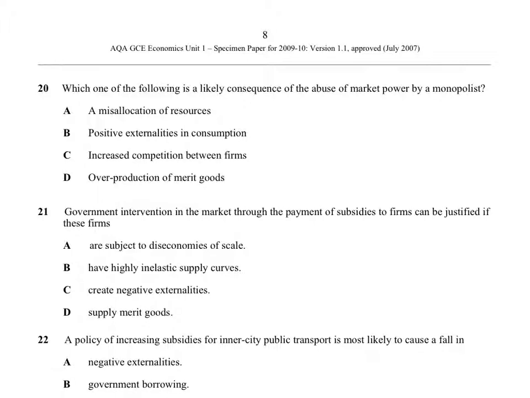20. Which of the following is a likely consequence of the abuse of market power by a monopolist? Well, like all market failures, it's simply a misallocation of resources. That's all it is.